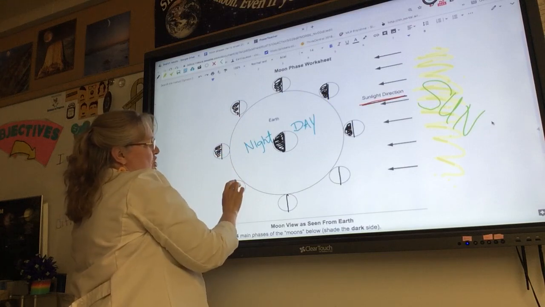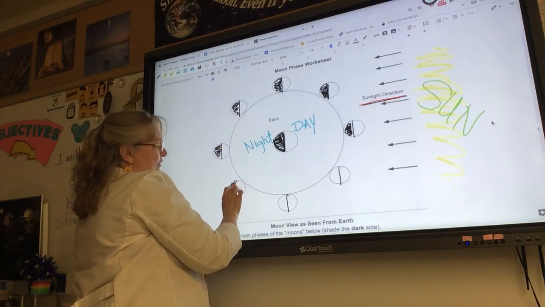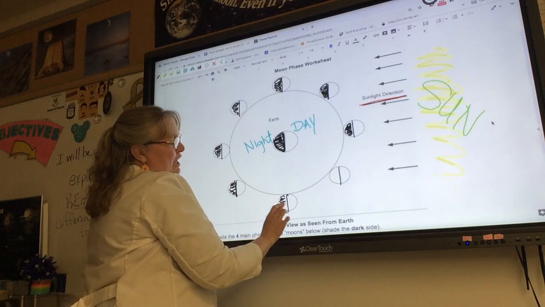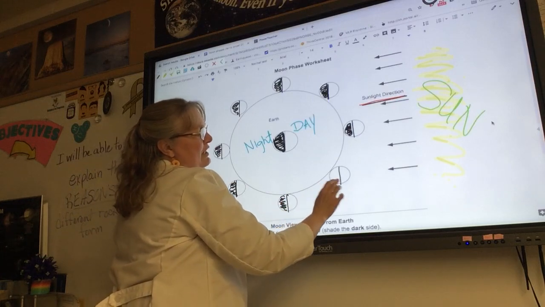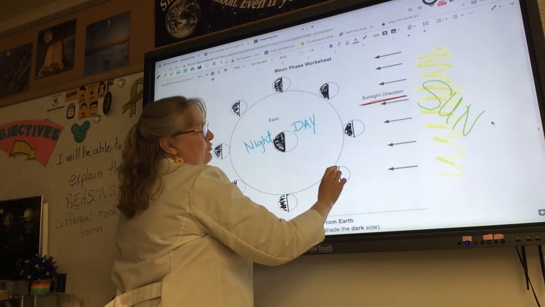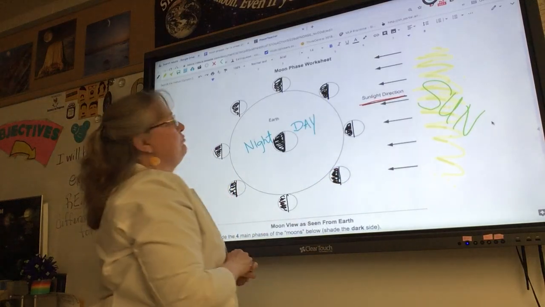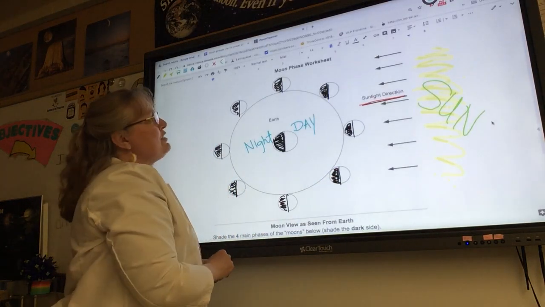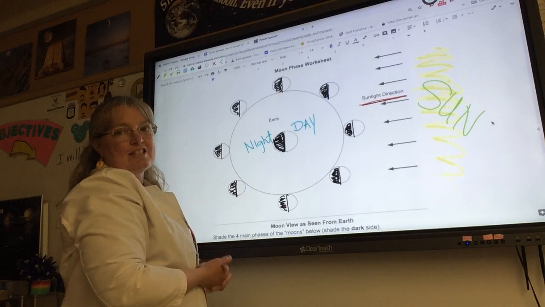So notice I have my shadow side is the side facing away from the sun. My light side, my day side of my moons, is the side facing the sun. Okay? There we go. That wasn't too bad. So if you notice, they all look the same right now.